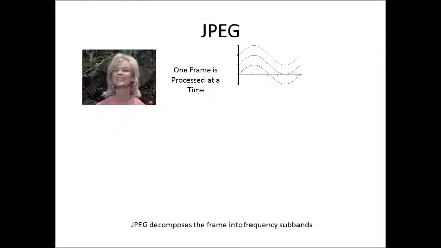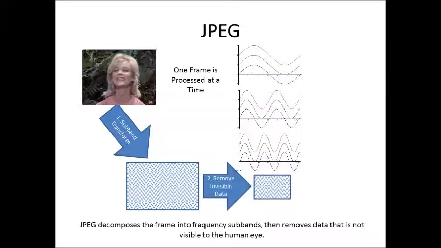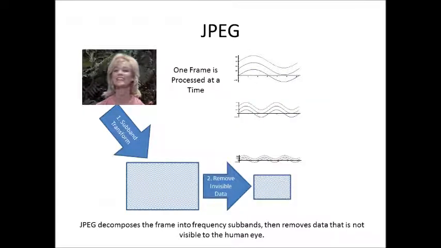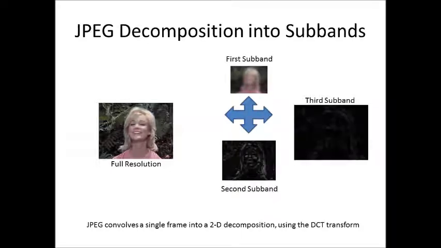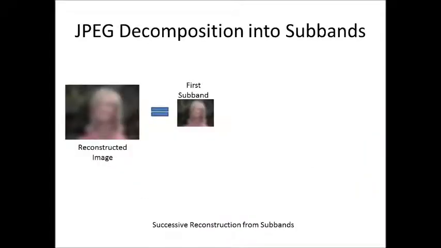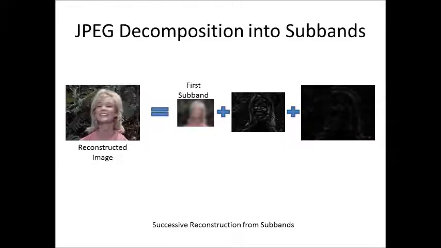JPEG uses a frequency-based transform to represent a video frame. The resulting subbands are individually processed with a quantizer value tuned to that particular subband. The final compression step is once again performed with a single Huffman table. The decomposition of a full resolution frame is illustrated here. Successive subband partitions can be combined to return a successively higher resolution representation of the original frame.